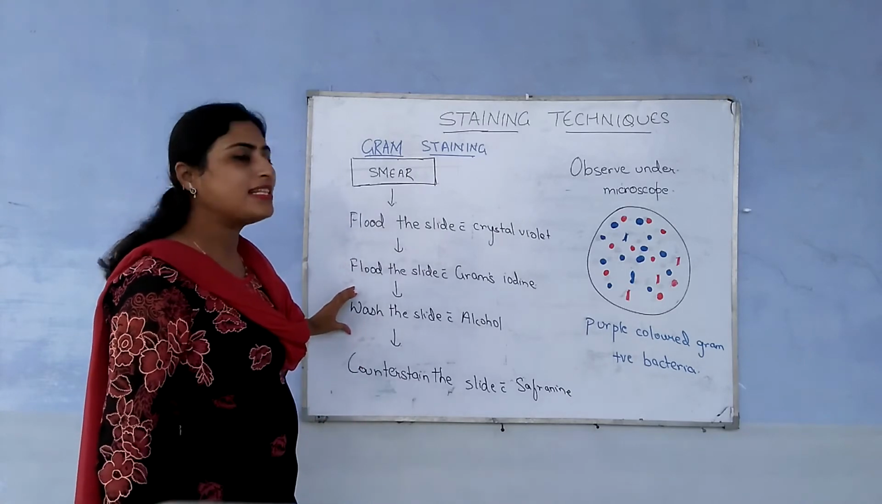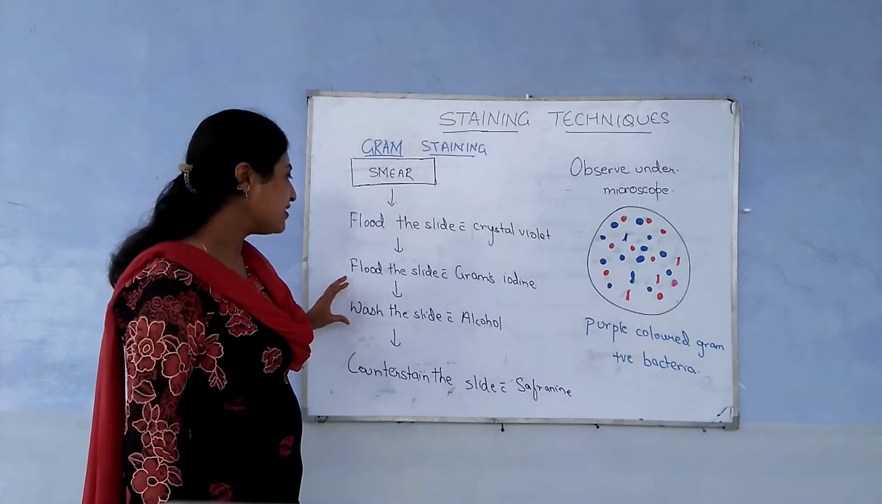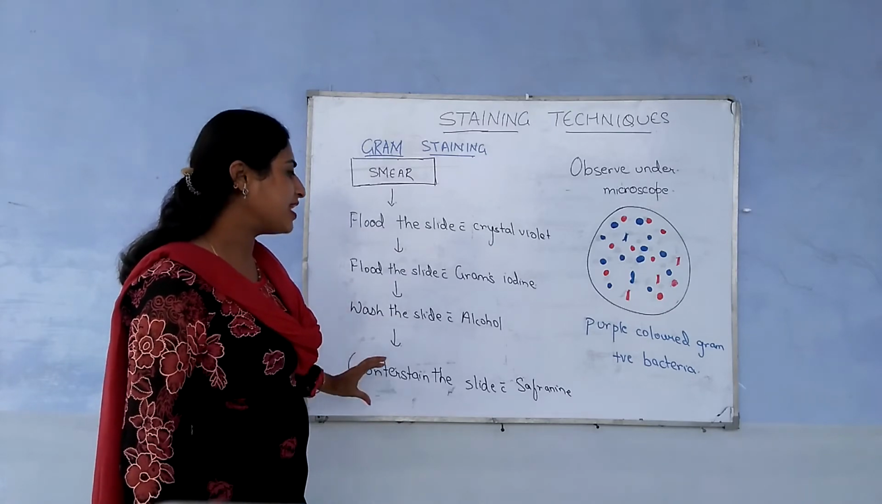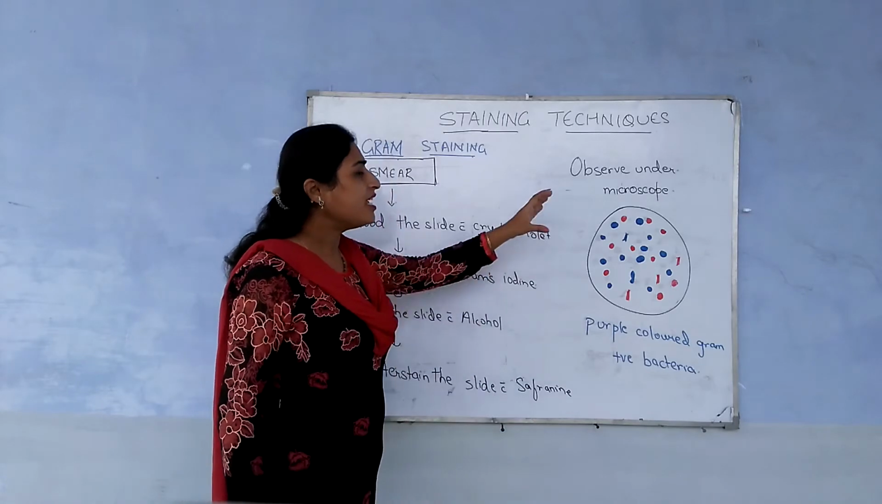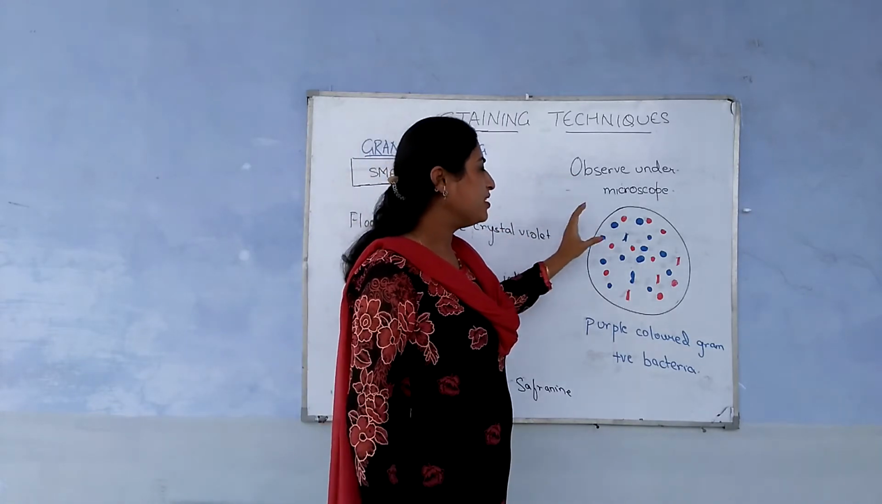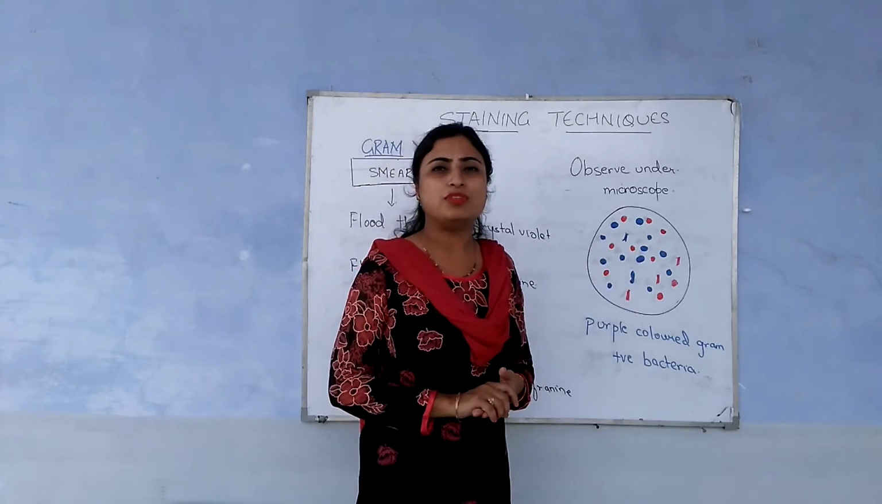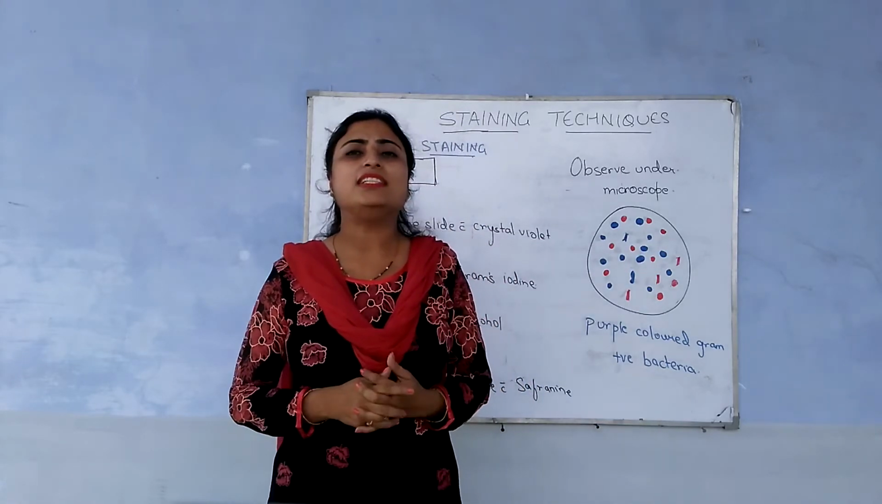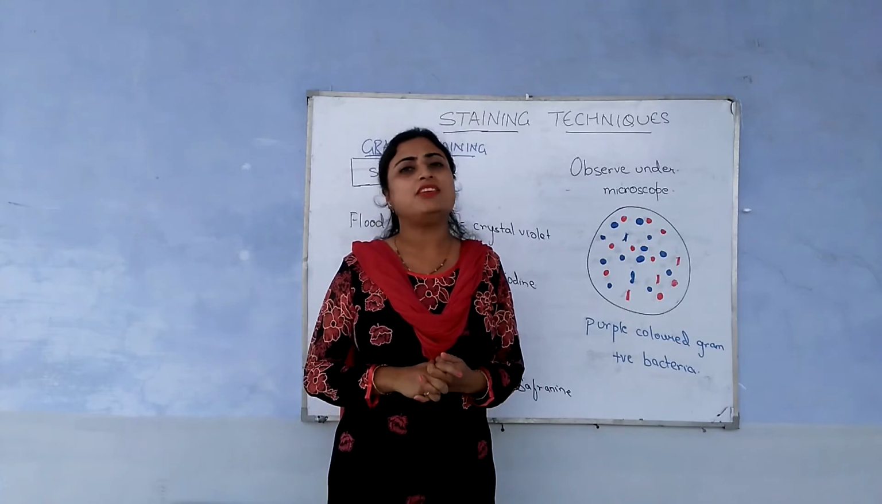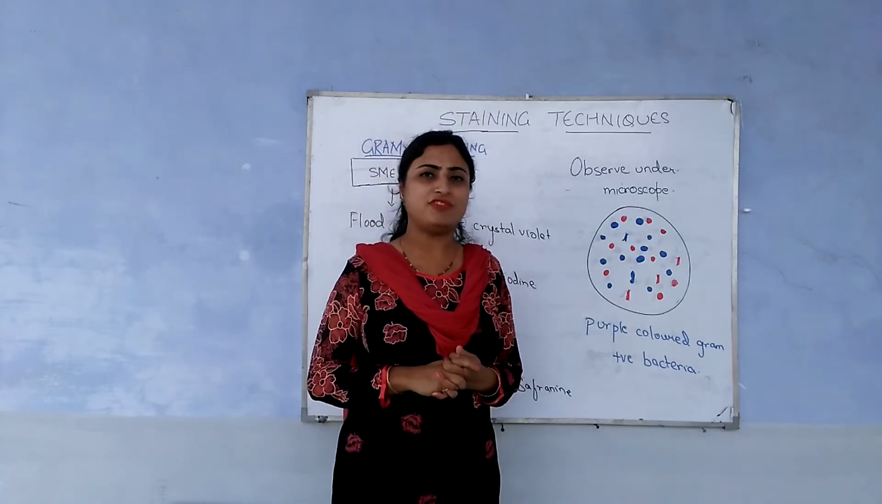Then we will wash the slide with alcohol. And next step is we will counterstain the slide with safranin. Then we will observe under the microscope. Some red colored bacteria and some purple colored bacteria will be observed. The purple colored bacteria are gram positive bacteria, and the red colored bacteria are gram negative bacteria.